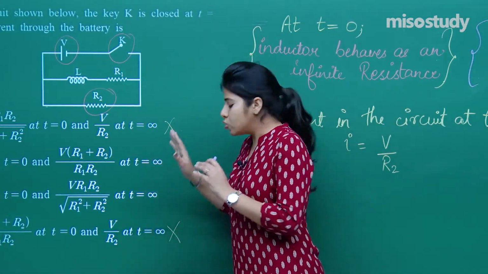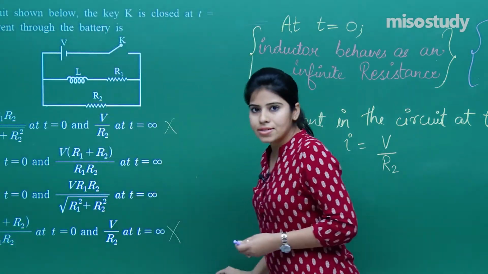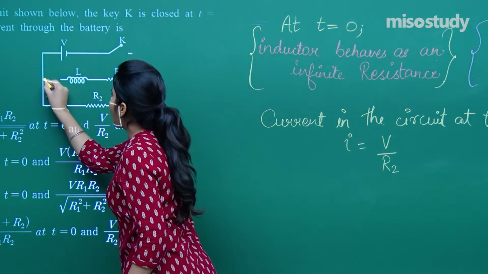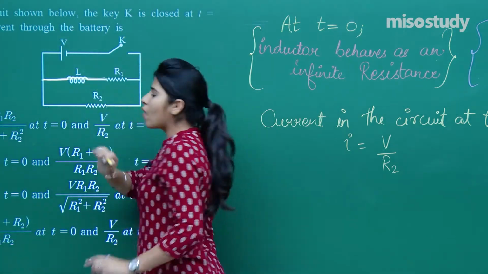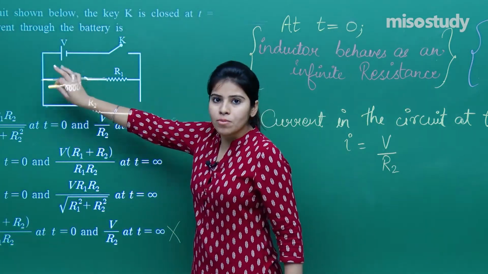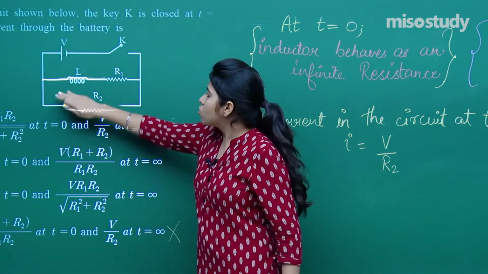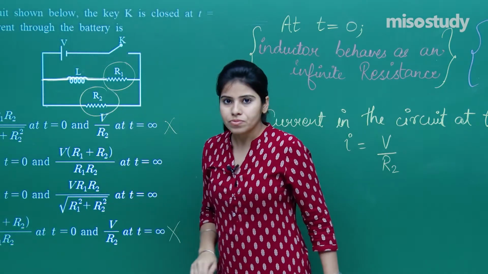That means you are now left with this complete circuit. This L is now behaving just as a wire, nothing else. So now I am going to remove this L. It is just behaving as a conducting wire. So you are left with R1 and R2.